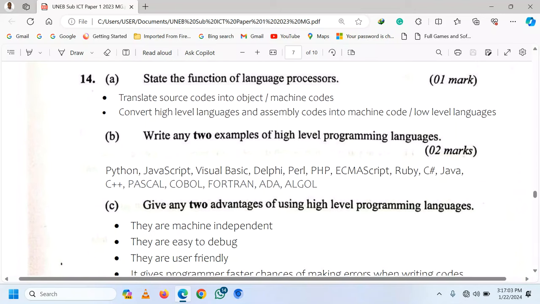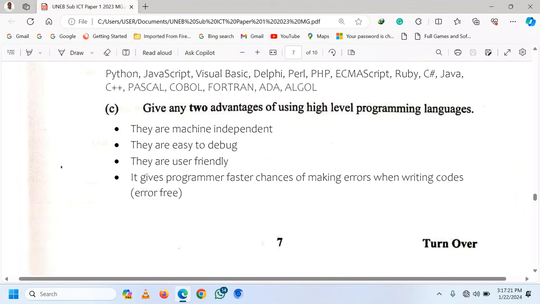Number 14, to state the function of language processors. These are 2 alternative answers. You can pick one as the function of a language processor. Write any 2 examples of high-level programming languages. Here are some of the examples of these.